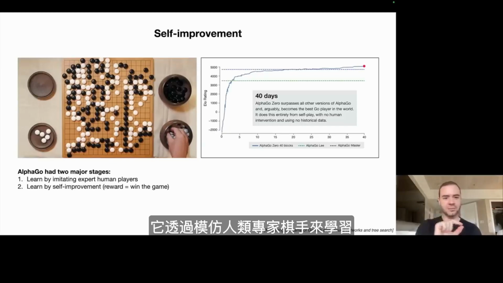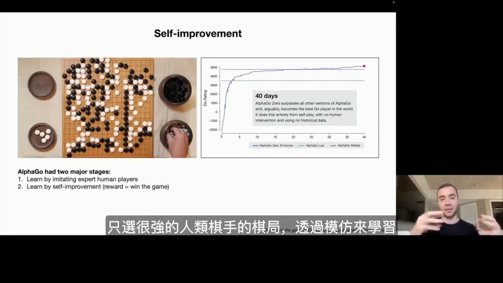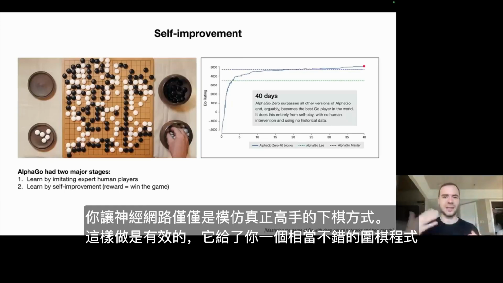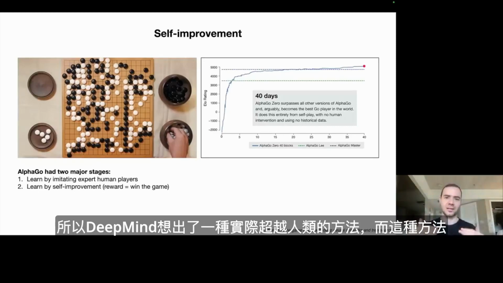In the first stage, you learn by imitating human expert players. So you take lots of games that were played by humans. You filter to the games played by really good humans. And you learn by imitation. You're getting the neural network to just imitate really good players. And this works, and this gives you a pretty good Go playing program. But it can't surpass human. It's only as good as the best human that gives it the training data.